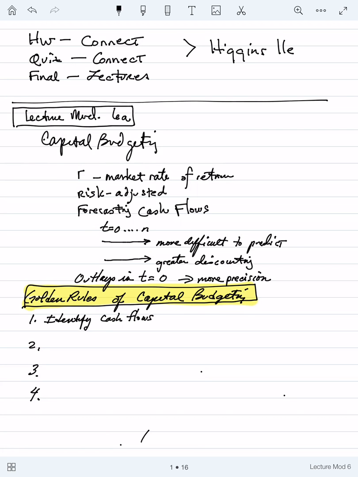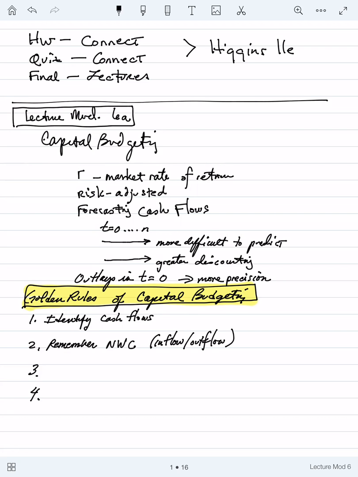Second rule, you must remember the net working capital requirements. There are going to be cash inflows and cash outflows. I'm going to call that NWC, standing for net working capital, and we'll come back to that to explain it a little more. You have to remember that, and keep in mind that these are going to be going both directions. They can be inflow and outflow.